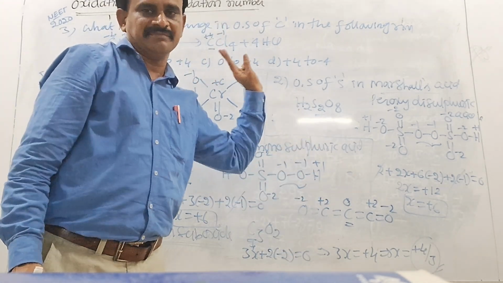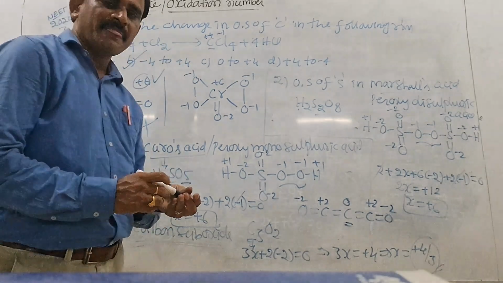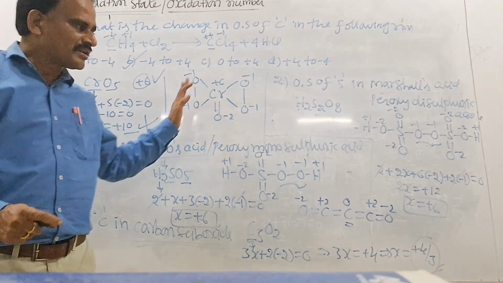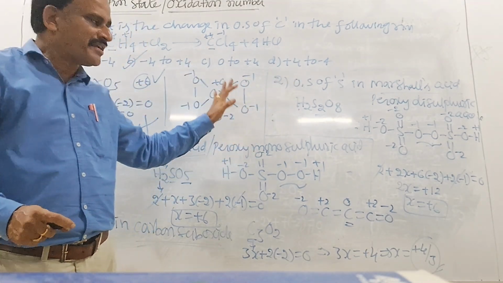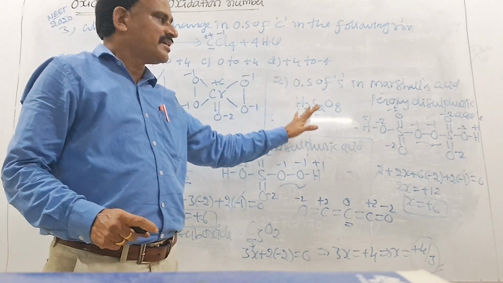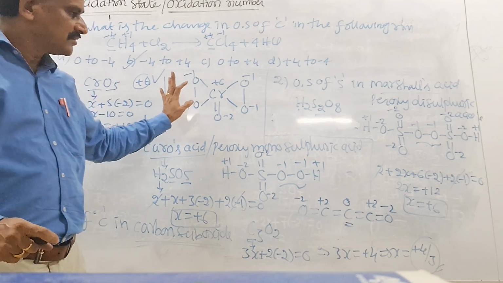Very important. In this way you can find the oxidation number of any central atom in a given compound. Similarly, go for complex compounds also, to find out the oxidation number. Very important. Next, how to find the oxidation number in any complex compound also. Right students? Thank you.